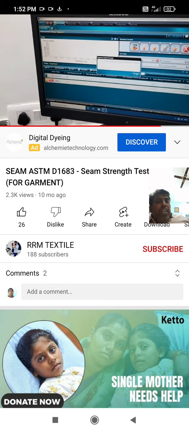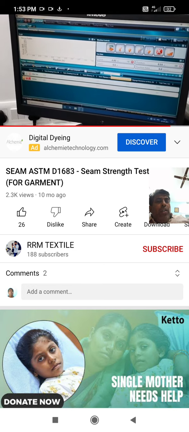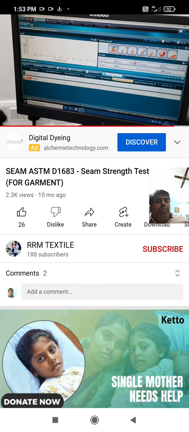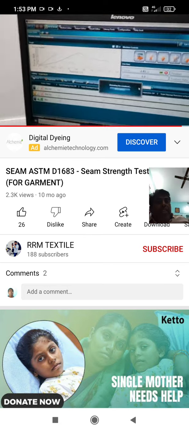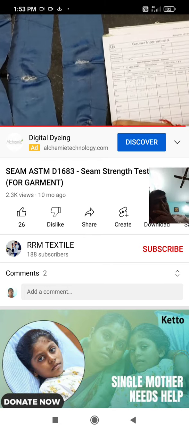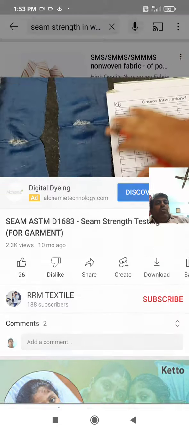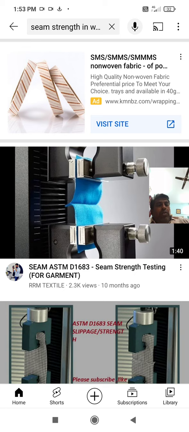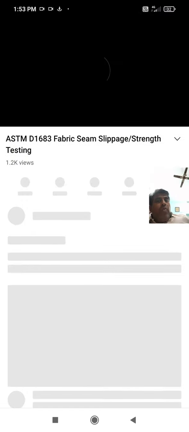Have you seen D1683? This is the same thing I told that is present in the book. D1683. So this is the ASTM standard, and now we will see.